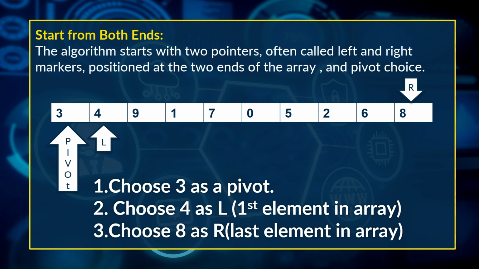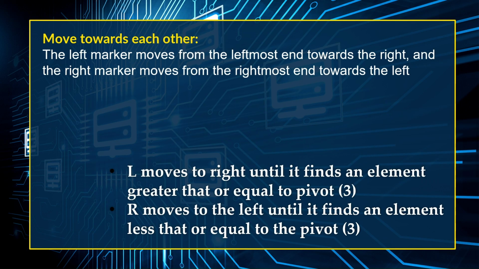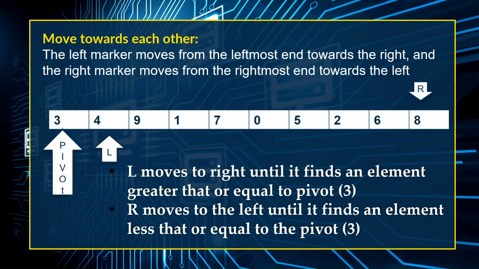This is our array. In our array, we have a pivot, a left marker, and a right marker. The pivot is set randomly, but we try to be as efficient as possible. First, the left marker keeps moving to the right until it finds an element greater than or equal to the pivot. Here it found 4, which is greater than 3. And then the R keeps moving to the left until it finds an element less than or equal to the pivot, which is here 2.